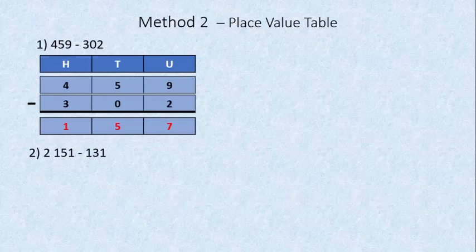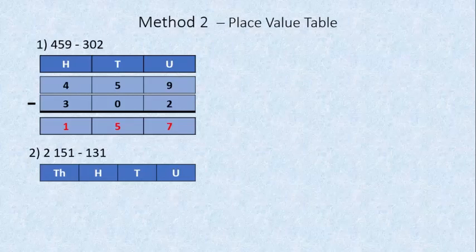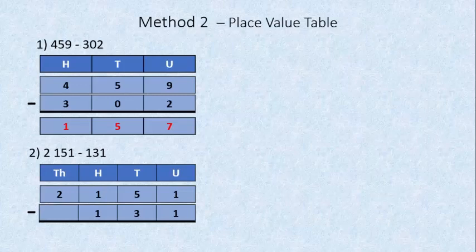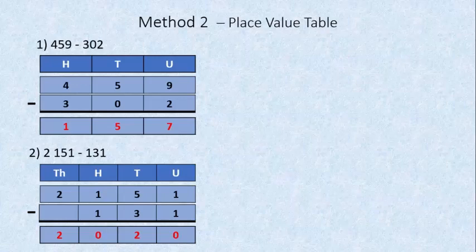2,151 minus 131. You have your thousands, hundreds, tens, and units. 2,000s, 100s, 5 tens and 1 unit minus 100, 3 tens, 1 unit. Take our units and subtract each other. 1 minus 1 is 0. 50 minus 30 is 20. 100 minus 100 is 0. And 2,000 minus no thousands equals 2,000. So our final answer is 2,020.